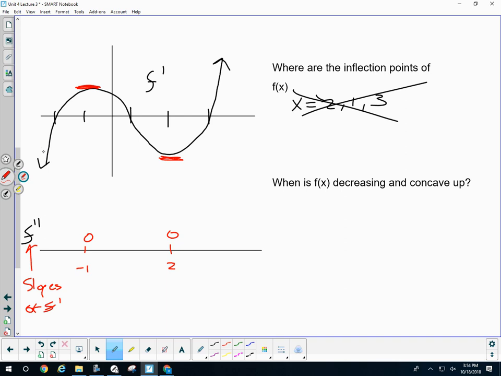To the left of the zeros, slopes are positive. Between the zeros, slopes are negative. To the right of the zeros, the slopes are positive. The inflection points, therefore, are at -1 and 2.